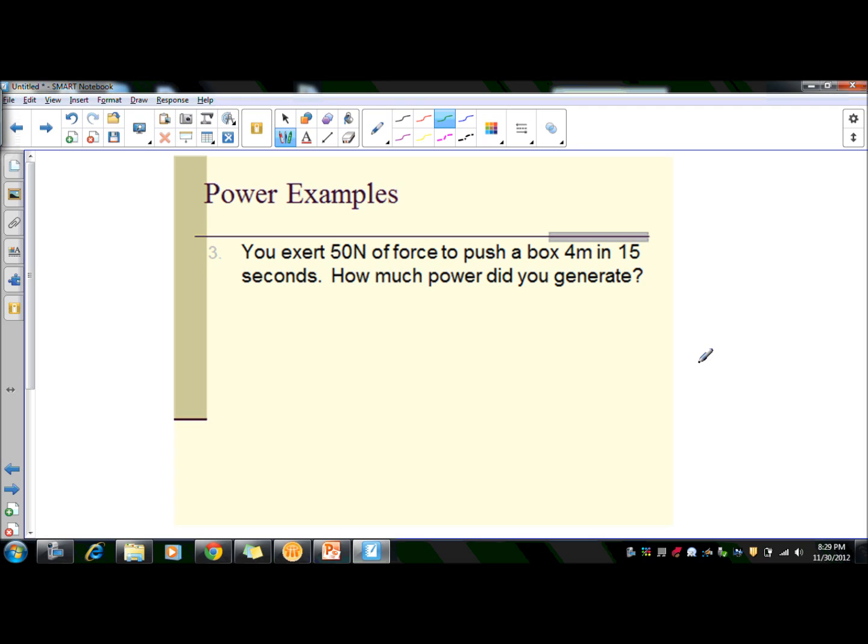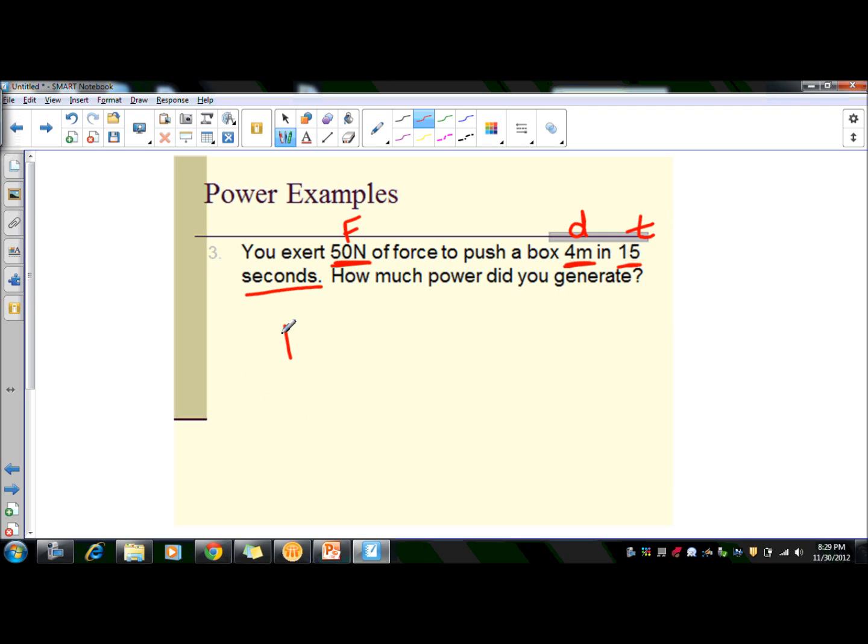So another example here, you exert 50 newtons of force to push a box 4 meters in 15 seconds. So 50 newtons of force, well, that's F. To push a box 4 meters, that's D. And then 15 seconds is time.